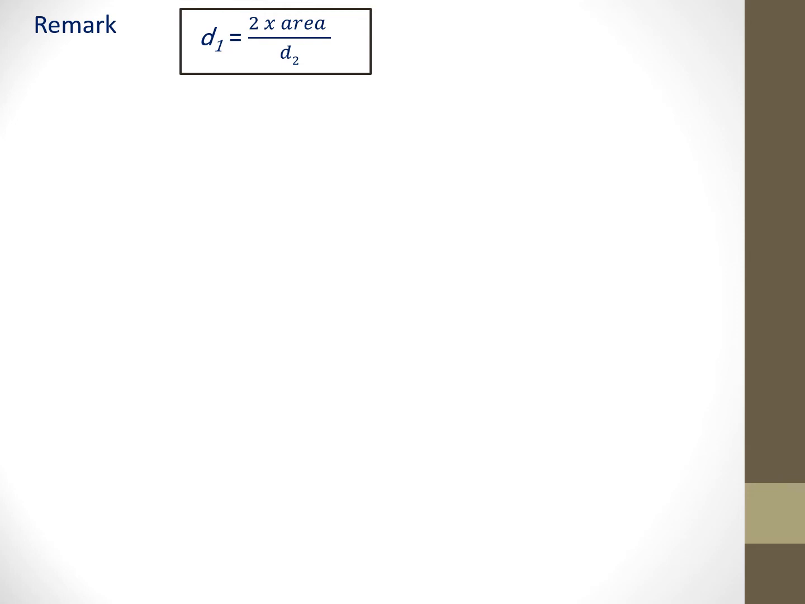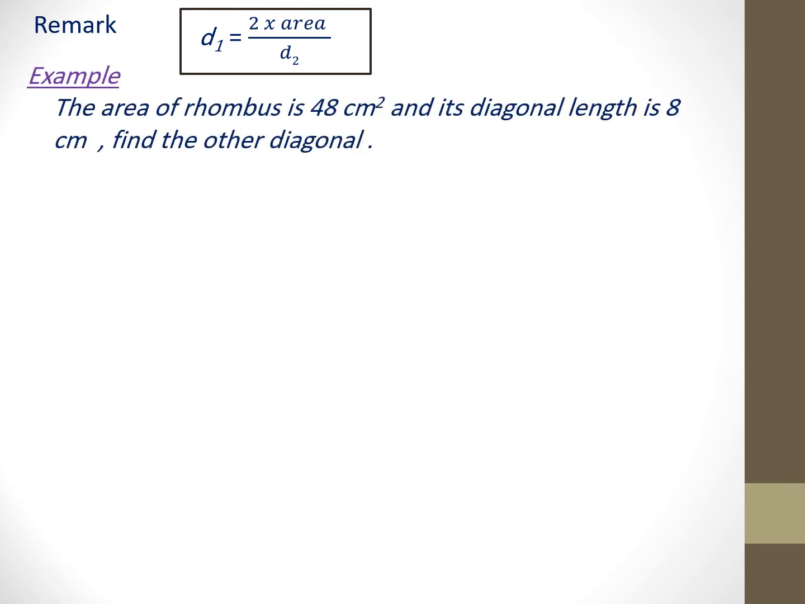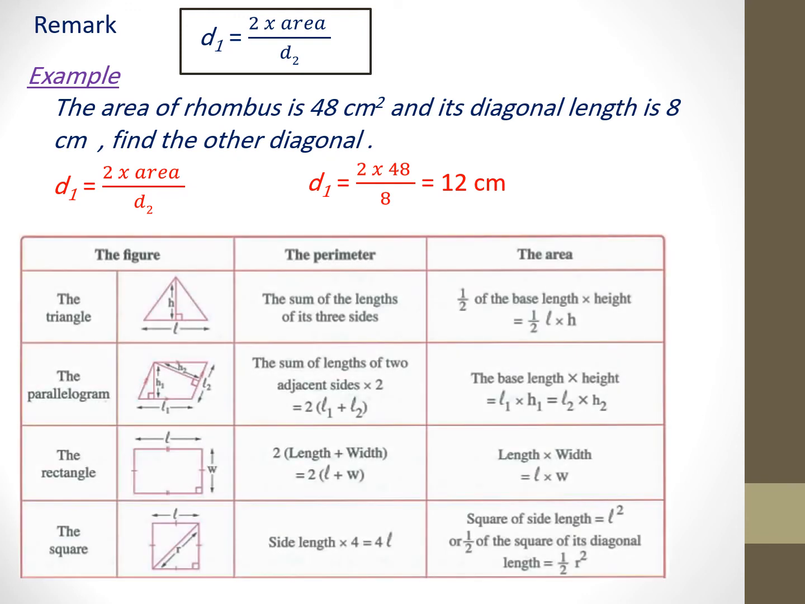So let's see by using an example. The area of a rhombus is 48 square centimeters and one diagonal length is 8 centimeters. You can call it d1 or d2. Find the other diagonal. We can use the previous rule: d1 equals 2 times area over d2 equals 2 times 48 over 8 equals 12 centimeters.